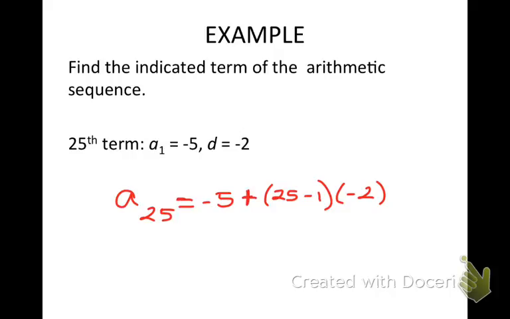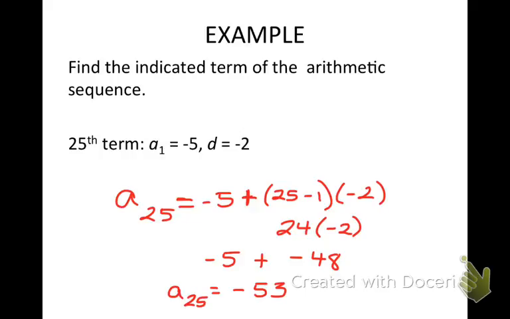So there's the setup. Now we just have to do some math. 24 times negative 2 is negative 48. Negative 48 plus negative 5. What is that? Negative 53. So your a sub 25, or your 25th term, is going to be negative 53.